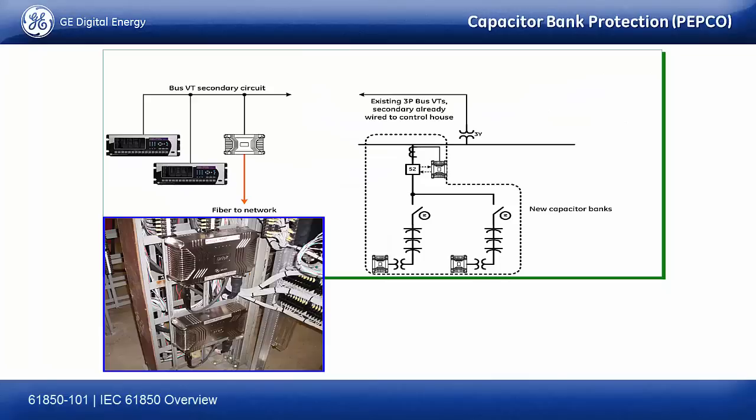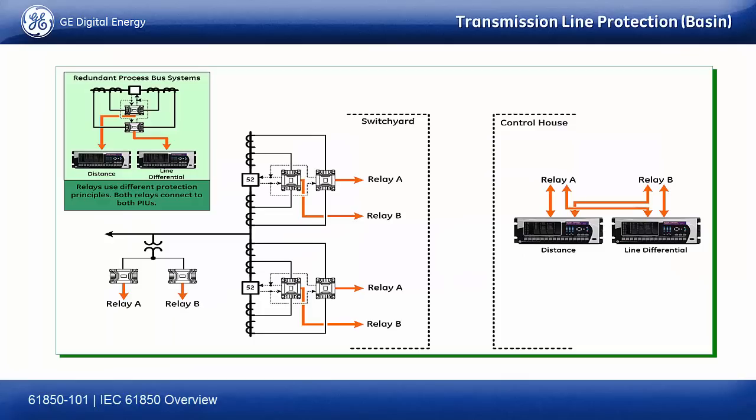Other applications, capacitor bank protection, right? If I can install bricks, I don't have to necessarily install them in the field. I can install them in panels if I've already run the wiring. I can do transmission line protection, set A and set B protection, right? Different algorithms, if I do this right.